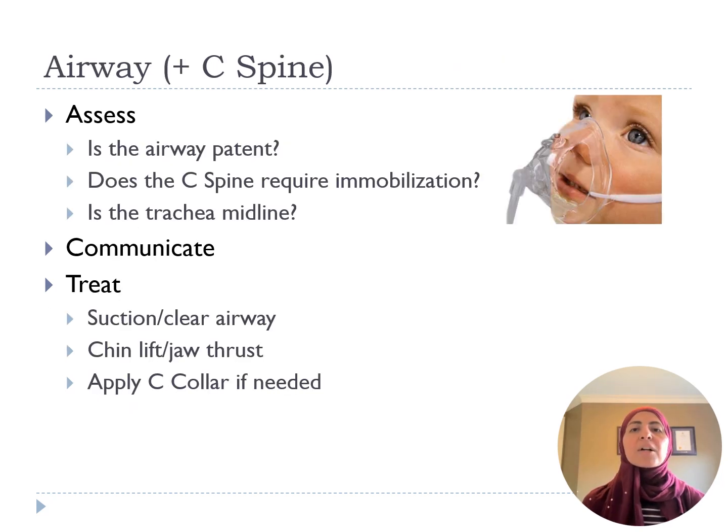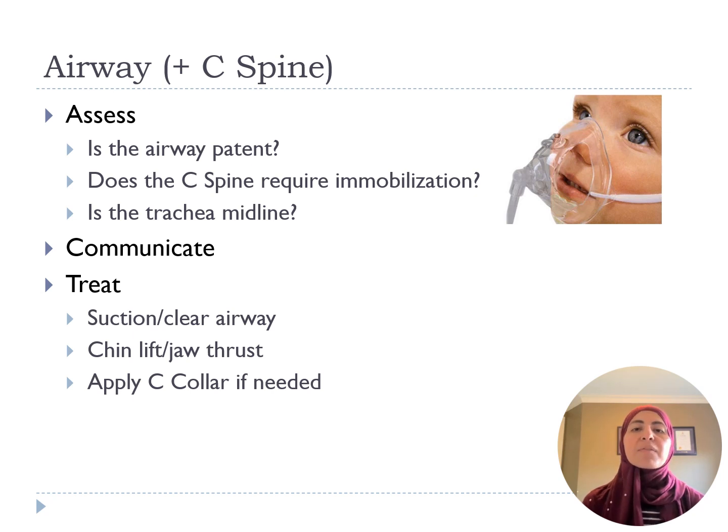We're now going to take a closer look at each of the components of the ABCDDE exam. In assessing the A, airway, we're assessing for airway patency. Is there vomitus or blood obstructing the airway? Are there any foreign bodies in the airway? We're thinking about whether or not the C-spine requires immobilization, such as in the case of known or suspected traumatic injury. We're assessing the trachea to see if it's midline. If there's a deviation of the trachea, we're considering a tension pneumothorax.